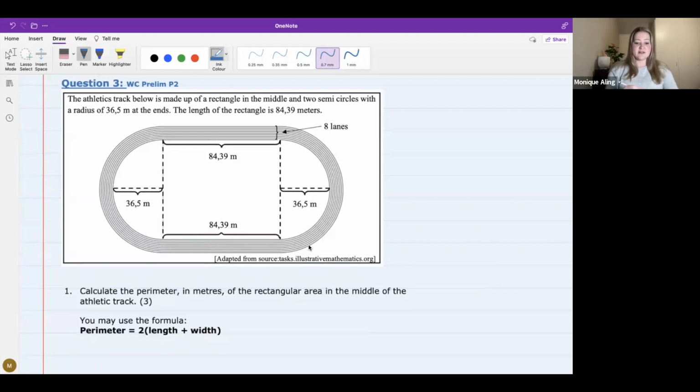So just take a moment to have a look at this shape. They've asked for you to work out the perimeter of the rectangular bit of the track. I'm going to give you guys a few minutes. If you need some help, let me know.